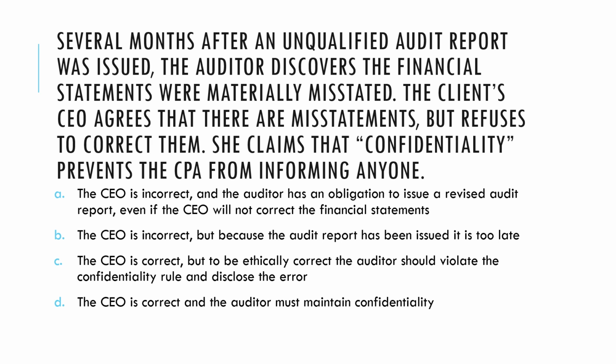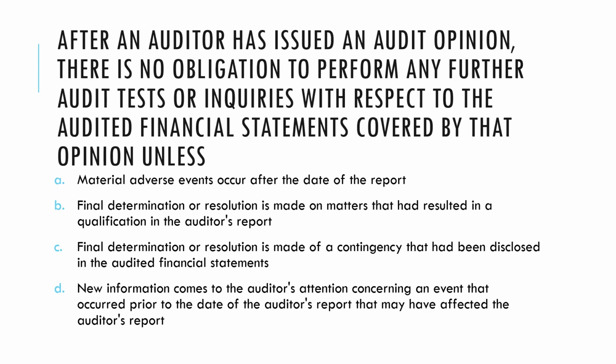So if you would remember our previous discussion with regards to matters that come to the auditor's attention after the date of the report, should these matters come to the auditor's attention and should the client refuse to correct them, the auditor actually has the responsibility to prevent further reliance on these financial statements. And so the correct answer is letter A. The CEO is incorrect and we have an obligation to issue a revised audit report, most especially because the CEO is not willing to correct the financial statements. All right, so let's move on to our next question.